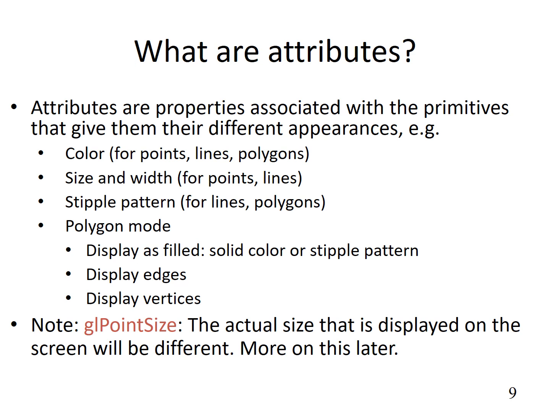Let's look at attributes now. Attributes are properties associated with the primitives that give them their different appearances, such as color, size and width of the points, stipple pattern for lines and polygons, polygon mode. For example, we can display a polygon as filled, or only with edges, or only with vertices. Note that for GL point size, the actual size that is displayed on the screen will be different. We'll read more on this later.